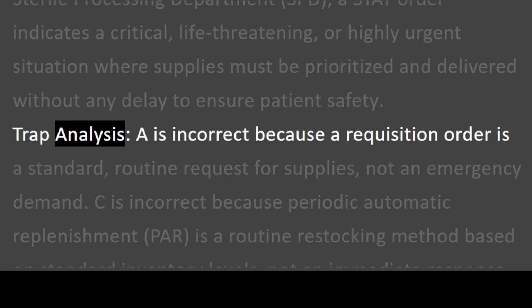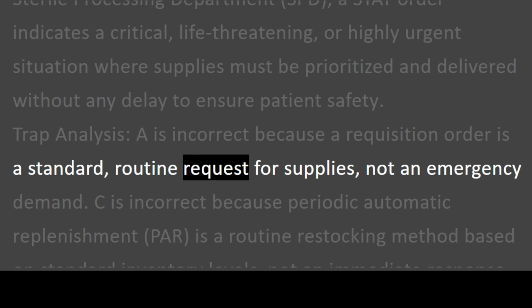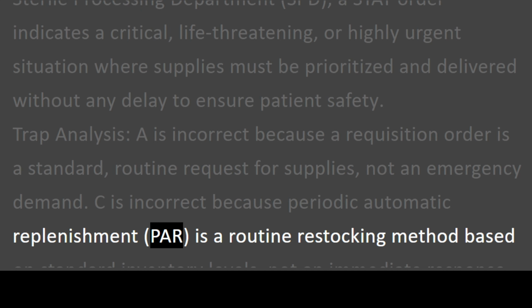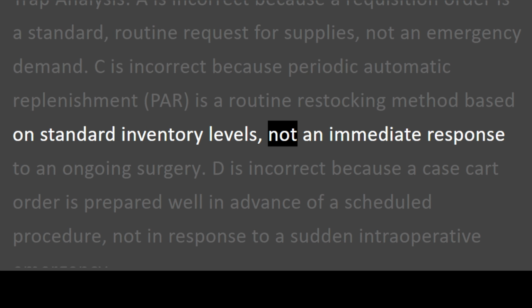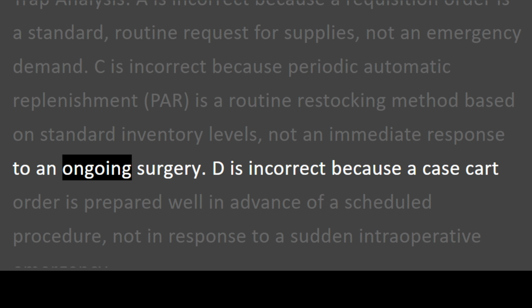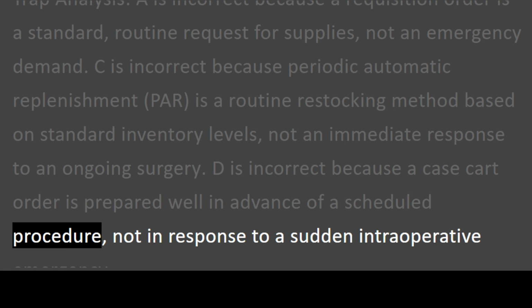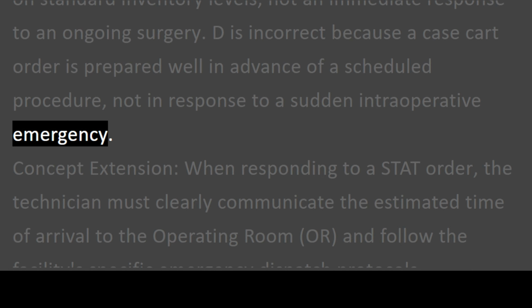Trap analysis. A is incorrect because a requisition order is a standard, routine request for supplies, not an emergency demand. C is incorrect because periodic automatic replenishment, PAR, is a routine restocking method based on standard inventory levels, not an immediate response to an ongoing surgery. D is incorrect because a case cart order is prepared well in advance of a scheduled procedure, not in response to a sudden intraoperative emergency.